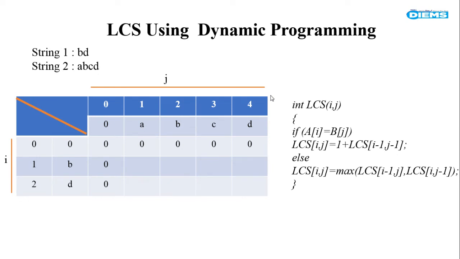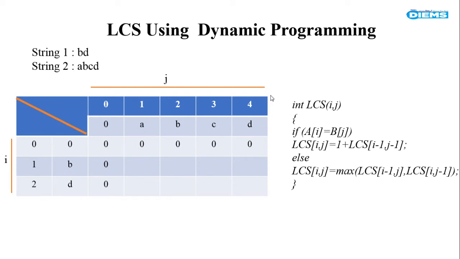Now in the first row, you can see we have taken all values as 0, and for the first column we have also taken all values as 0. For the BD string, I am considering i as the index position, and for the ABCD string, I am considering j as the index position. Understanding these index positions is very necessary because with the help of this code, we can understand the actual actions that are being performed in this table.